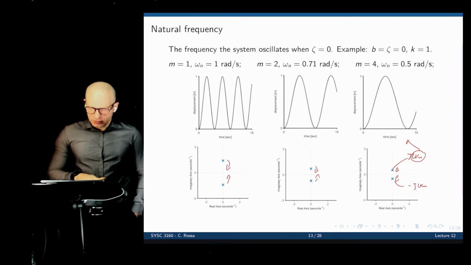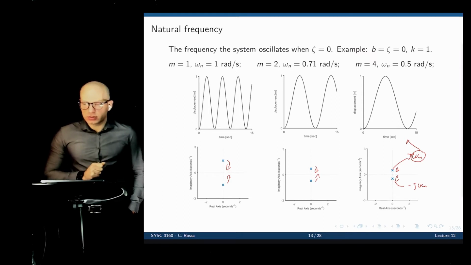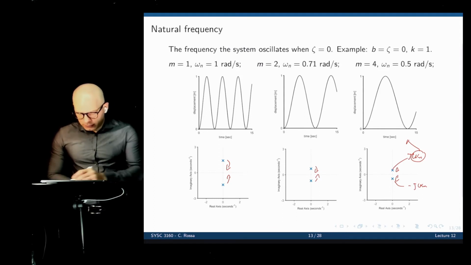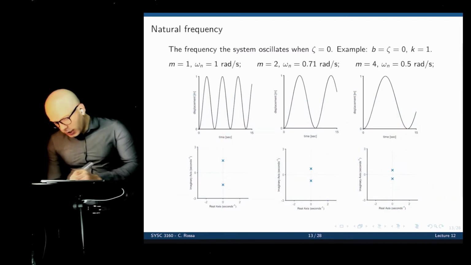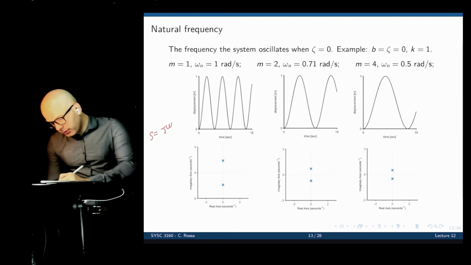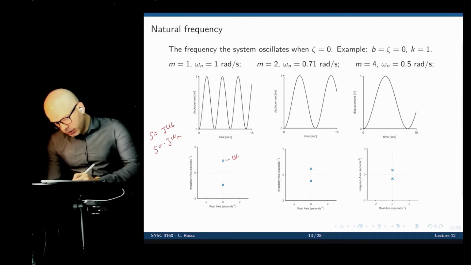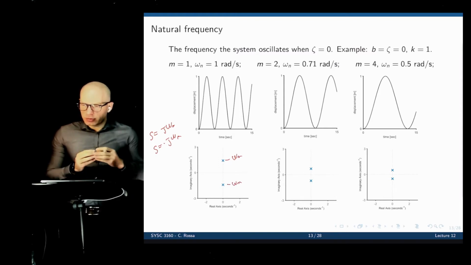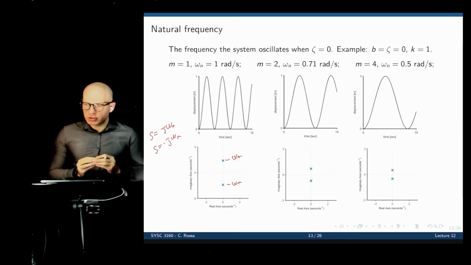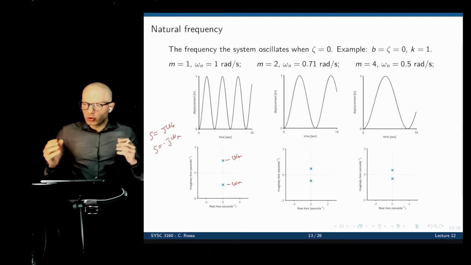Professor, did you say that the closer you are to the real axis, the faster the system oscillates? The slower the system oscillates. The poles are at plus j omega n and negative j omega n. So these values here are basically omega n and negative omega n. The smaller omega n is, the closer you get to the real axis, the slower the system oscillates.